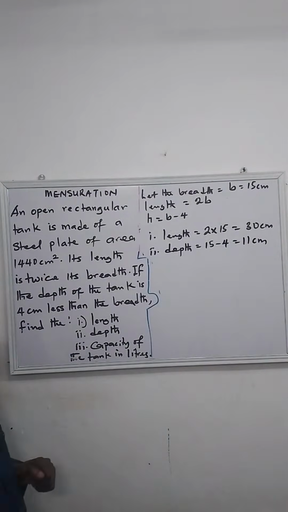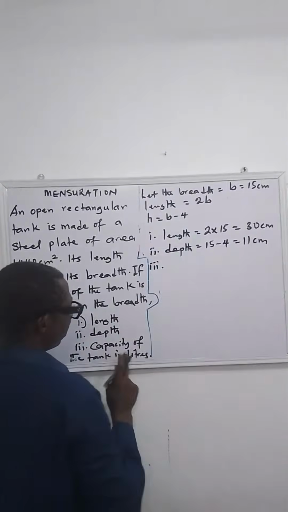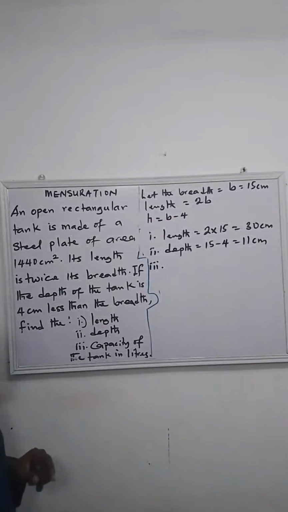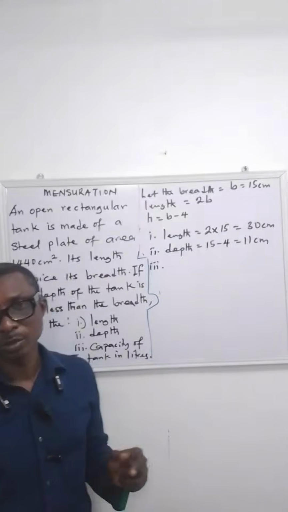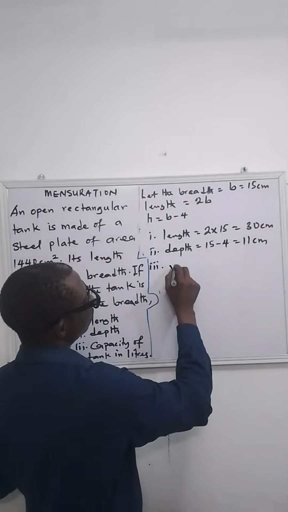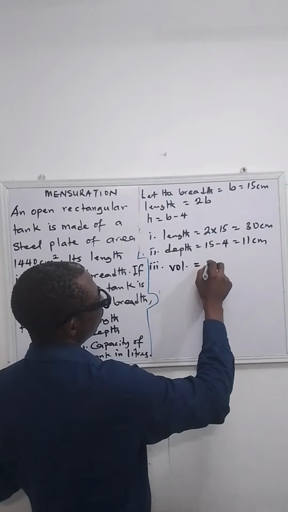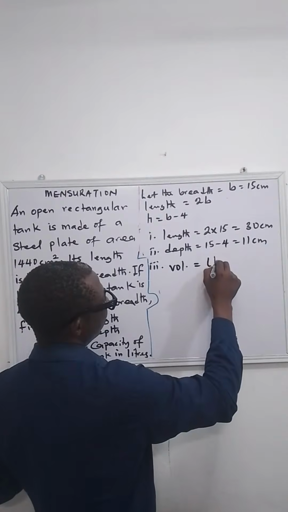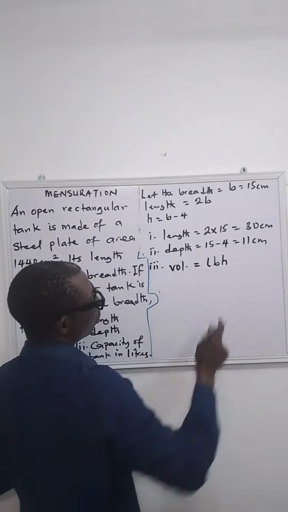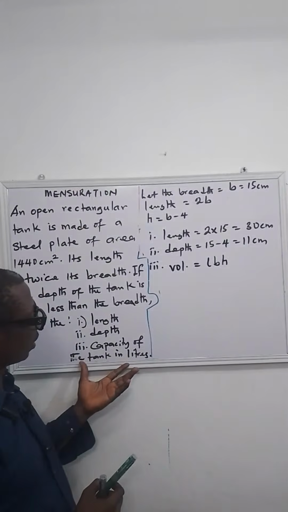Okay. All right. So now let's look at the third one. Now the third one, you want to get the capacity of the tank in liters. So how do you go about this? Now volume equals length times breadth times height. So this is going to give you the volume of the tank.